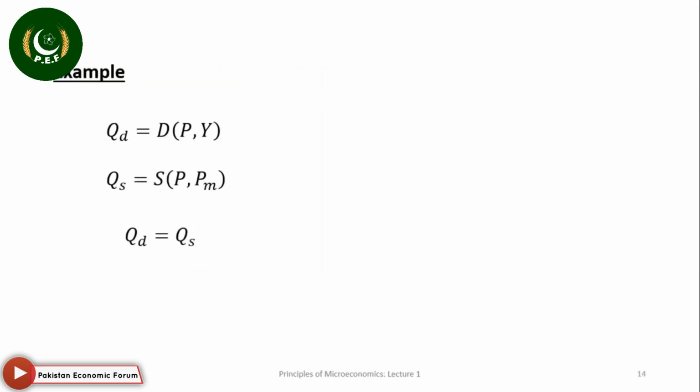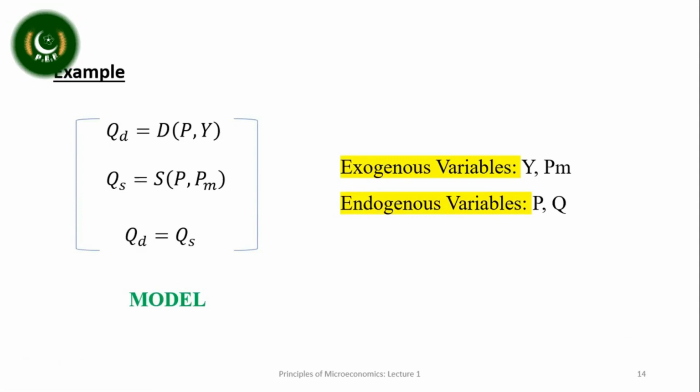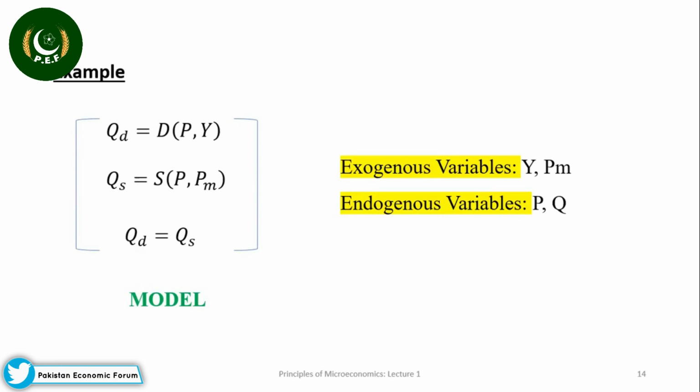Now, this is a slightly more complex example of all these things. Suppose quantity demanded depends upon the price and income, the quantity supplied depends upon the price of that commodity and the price of related commodities, and we know that quantity demanded equals quantity supplied. This is the complete model. This model explains how the prices and quantities are determined. In this model, the endogenous variables that the model is explaining are price and quantity. By quantity, we mean quantity demanded as well as quantity supplied. Whereas this model doesn't explain how income is determined, or how the prices of other goods are being determined. So these are taken as given and are called exogenous variables.